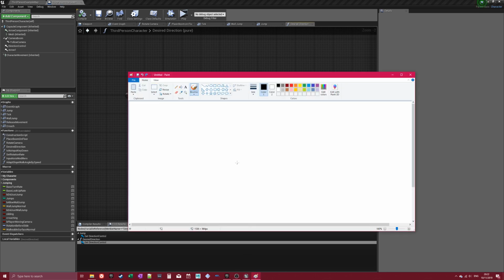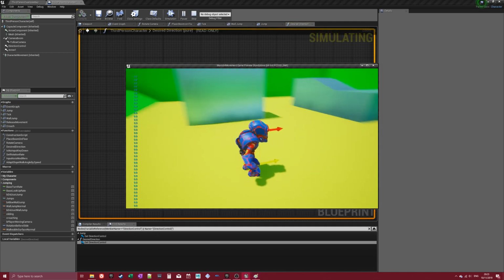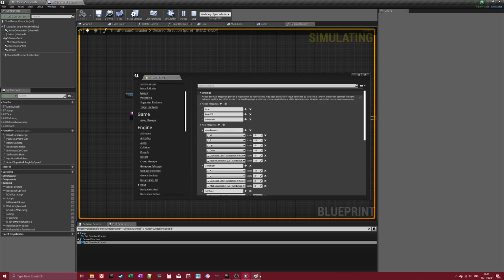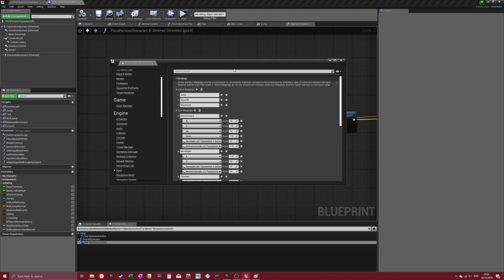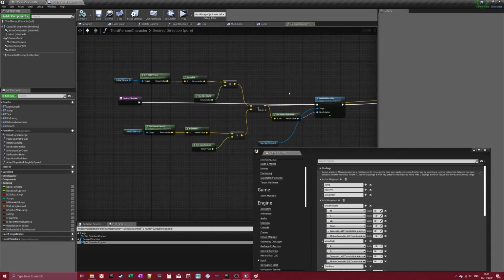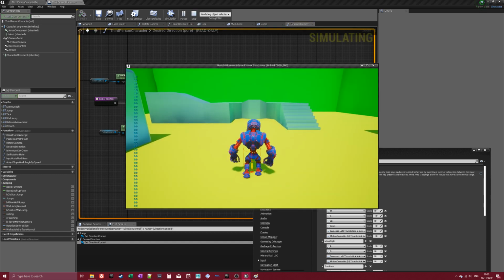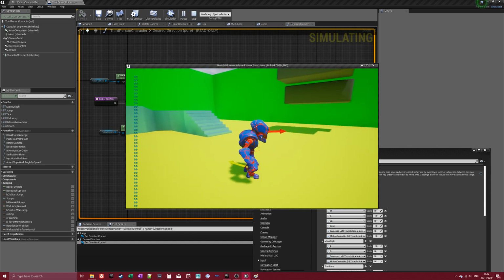So let me put it, let's see. So this is top down, right? This is my character. And let's say the camera is looking this way. When I move forward or back, it's relative to the camera, not relative to the actual character. So if now I rotate my camera, my camera rotates like this. This will be forward, this will be left, and this will be right, and so on. So it's all related to where the camera is looking, right? Is that right? Let me think for a second. Yes, this is the standard behavior, that's right.